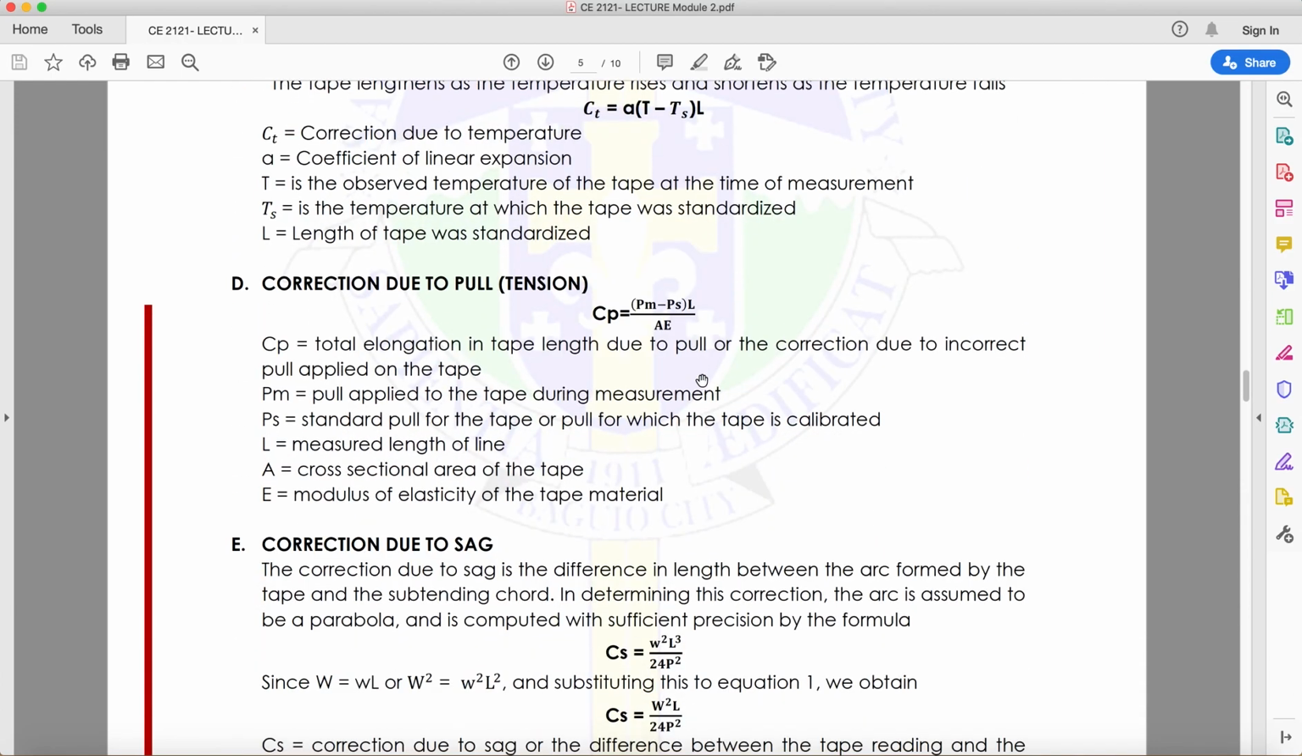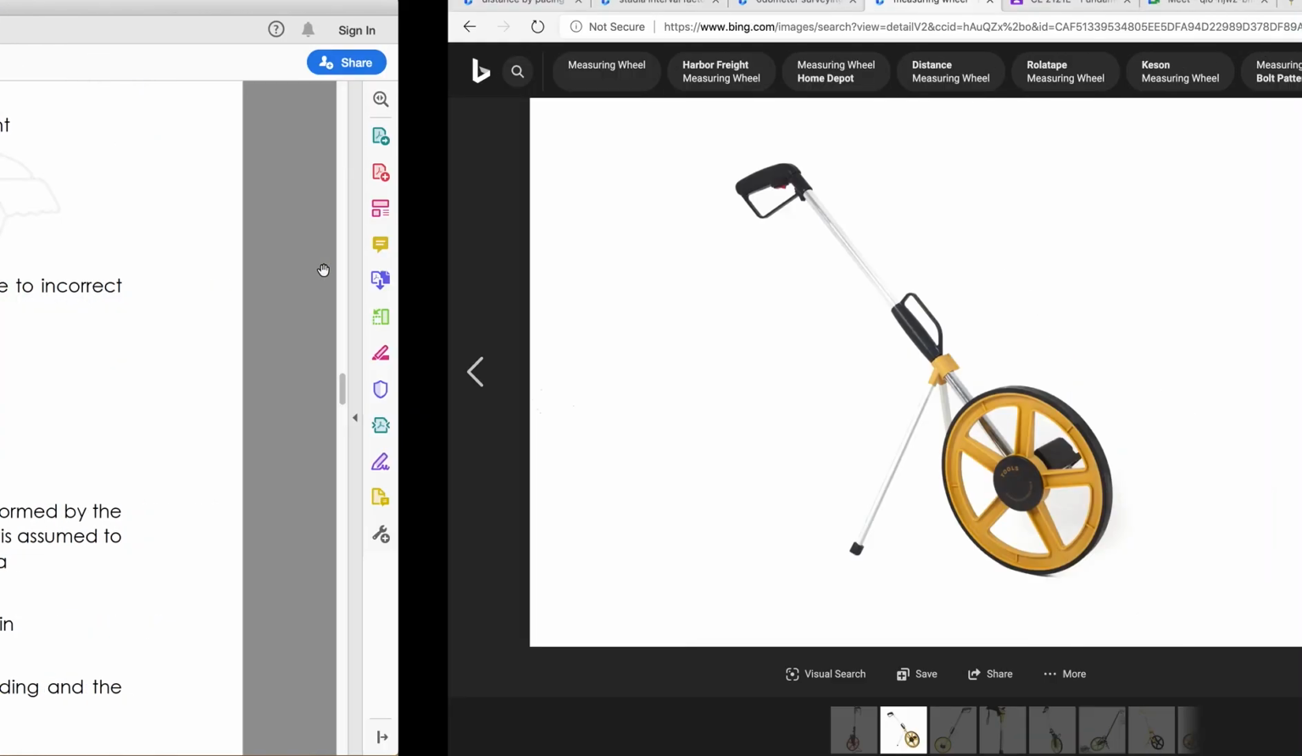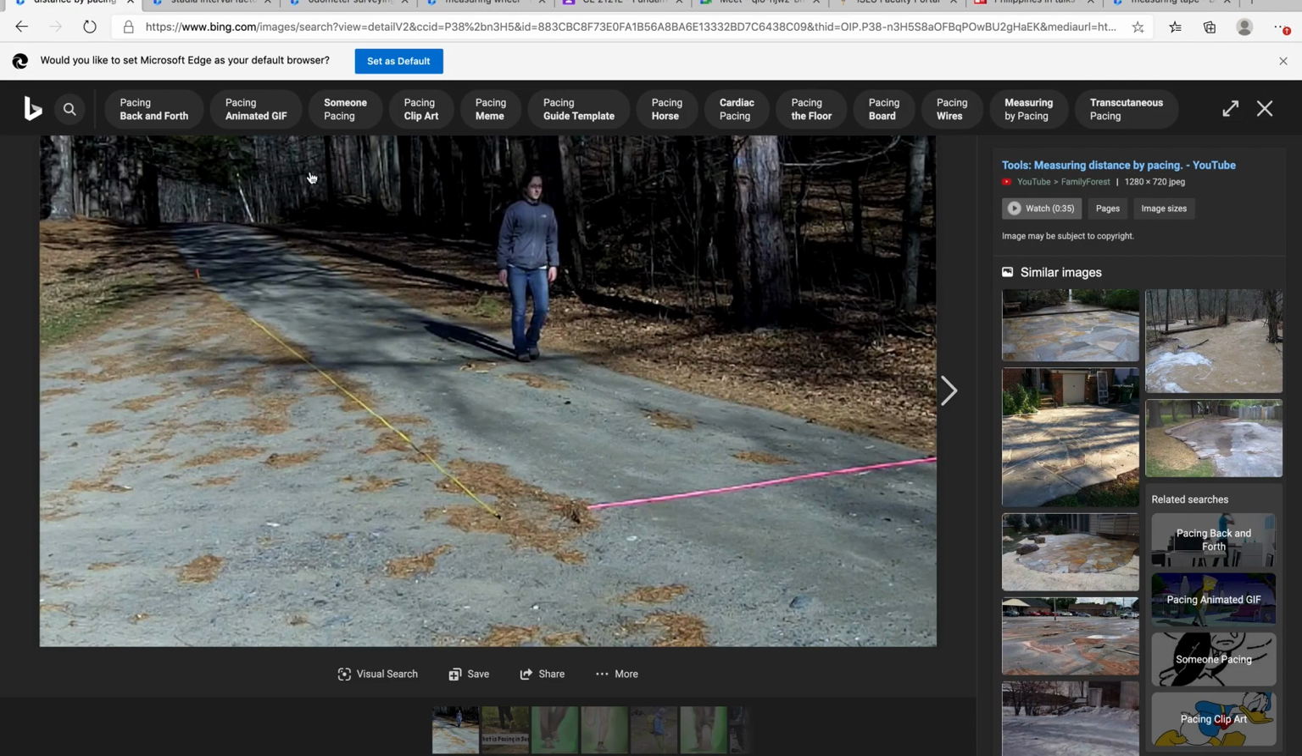Okay? Letter D, correction due to pull. Okay. So the correction due to pull, for example, going back here, you are to measure this point here up to this point here. So pag nakatayo yan, may naghihila dito and may naghihila dito. To make the tape horizontal, hihilain dito and mas hihilain dito. Because if you're not going to exert effort at both ends, magkakaroon tayo ng tinatawag na sag.